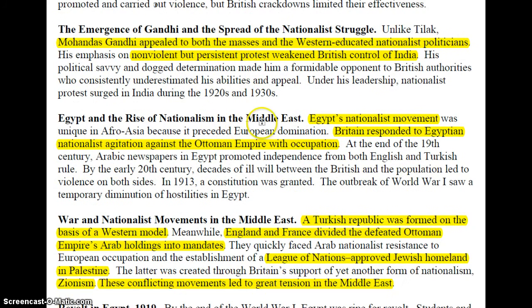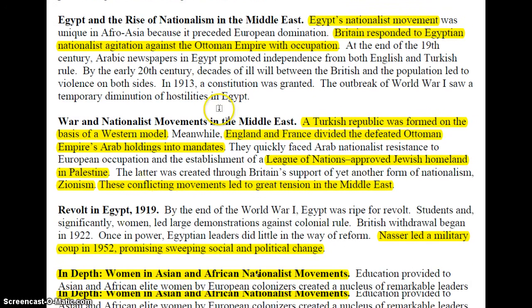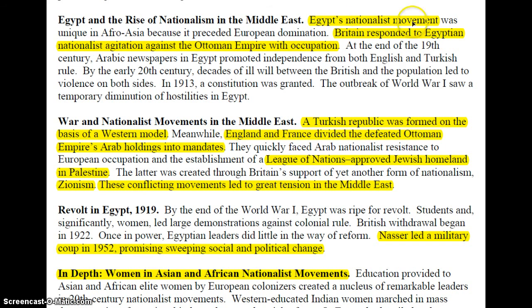Then Egypt. Remember, we've seen all this stuff. Remember the name Nasser? Well, we've seen this before. This is where it all starts. With Britain getting involved in the Middle East, Egypt, the Ottoman Empire, and all that, it puts the population of Egypt and the British at odds. So the nationalism we see here ends up going down here to the revolt in Egypt, 1919. Nasser was the guy that led the coup in 1952. So it starts early on, right at the end of the 19th century, beginning of the 20th century.